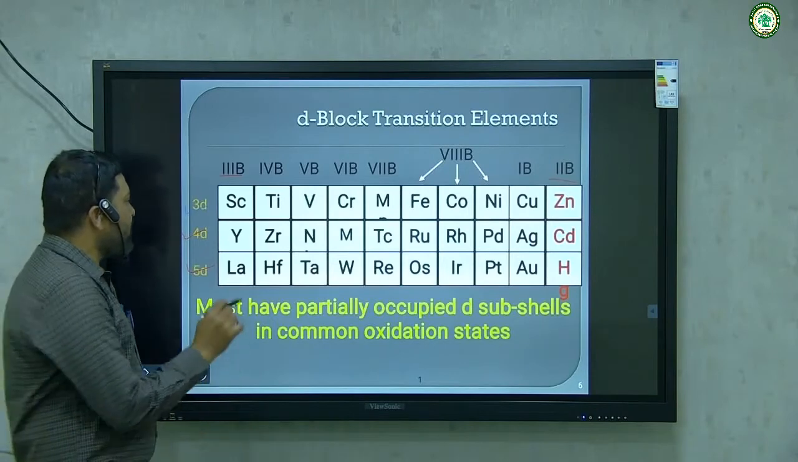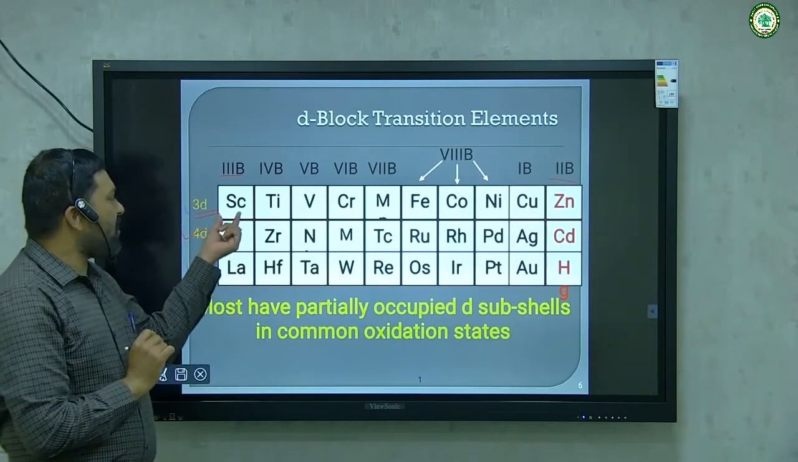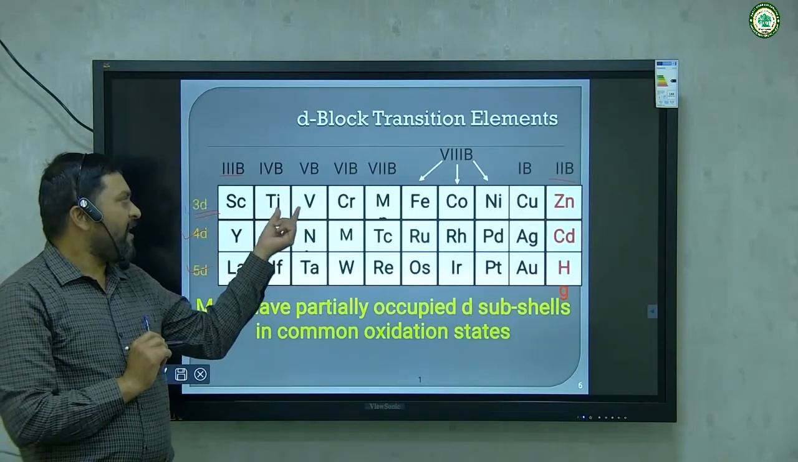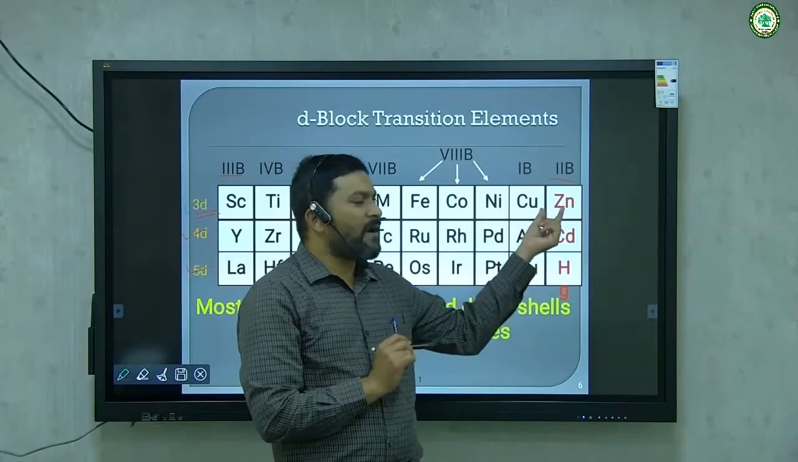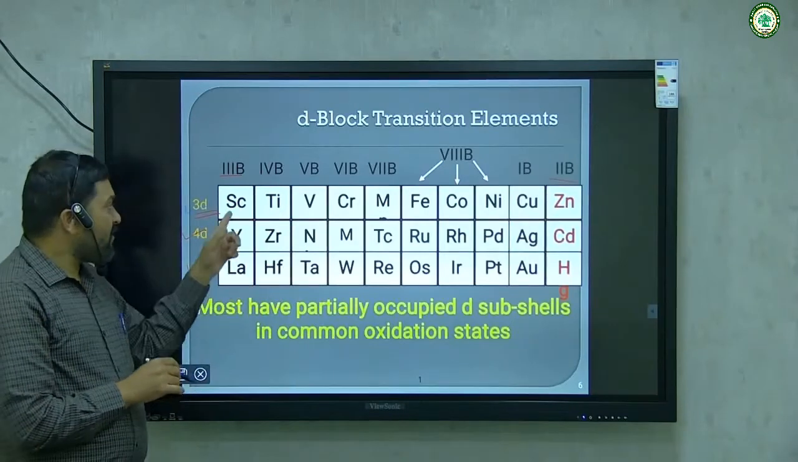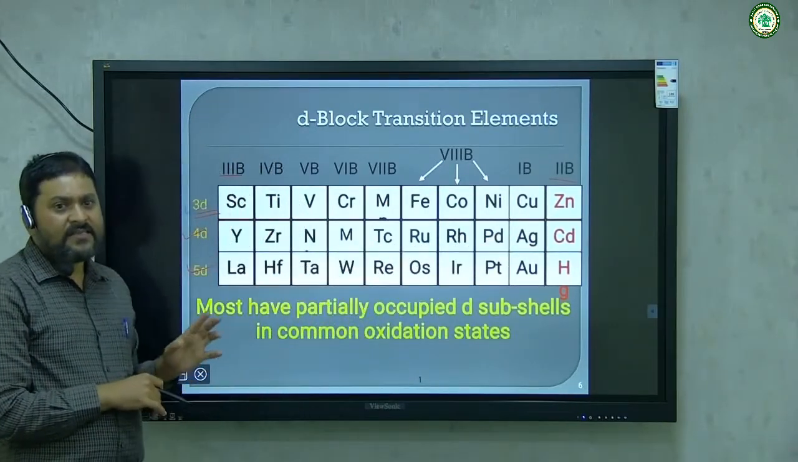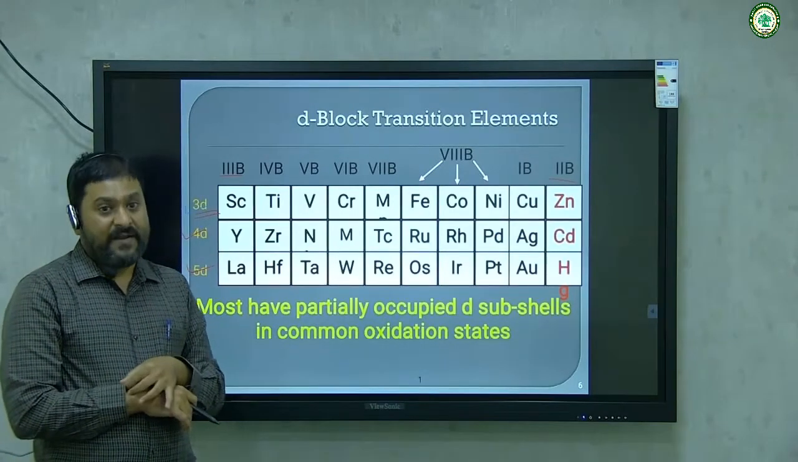Okay, let us see first, that is the 3D series. The 3D series starts from the elements scandium, titanium, vanadium, chromium, manganese, iron, cobalt, nickel, copper and zinc. Just before in the slide we have seen that scandium and zinc are not considered as d-block elements. They are said to be non-typical metals.